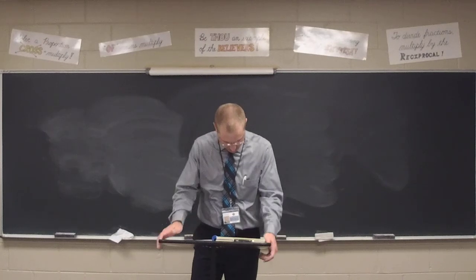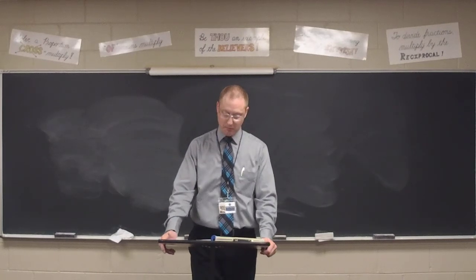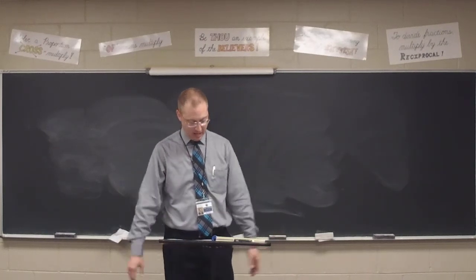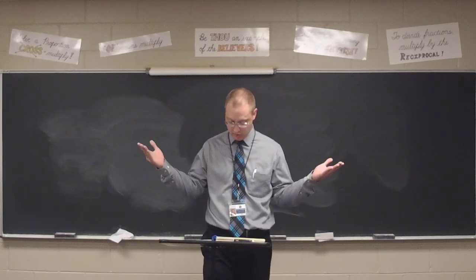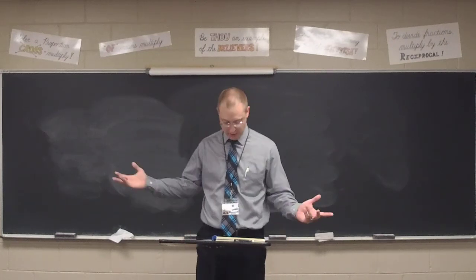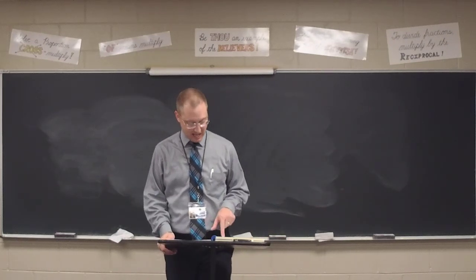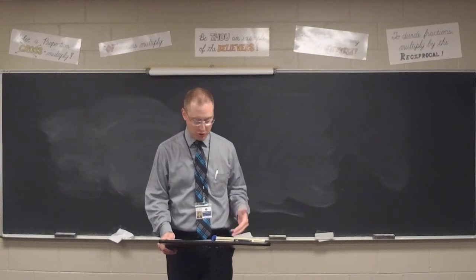So how many negatives are in number 56, class? 3. 3, that's an odd number, so I know my answer is going to be negative. And you ignore the ones because they're a waste of your time. You've got a 3 and a 2, which is 6, times 7 is 42. 42, so your answer is? Negative 42. Negative 42.